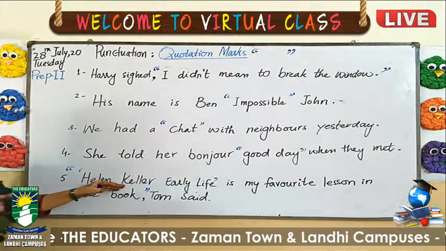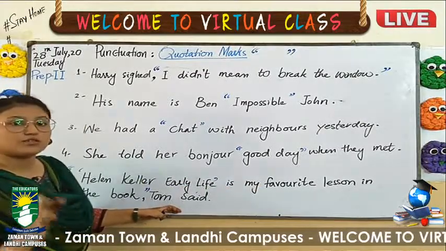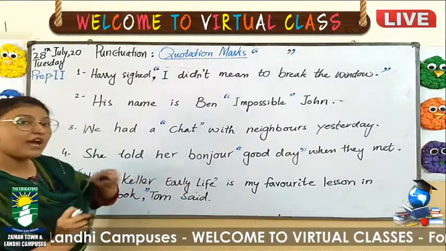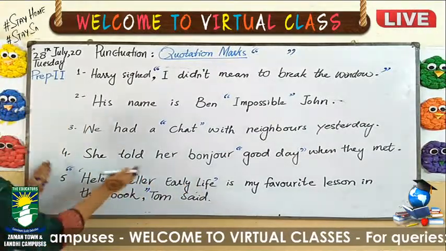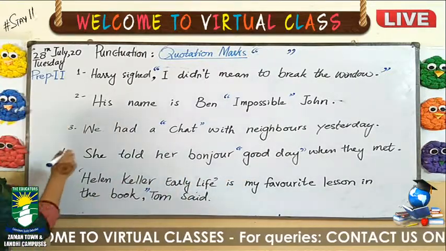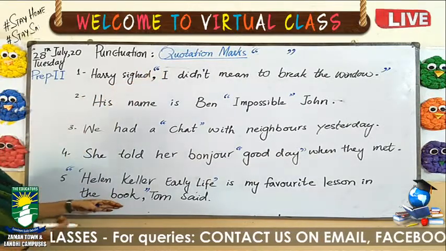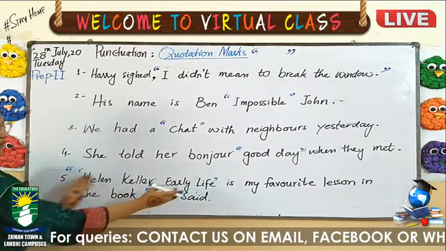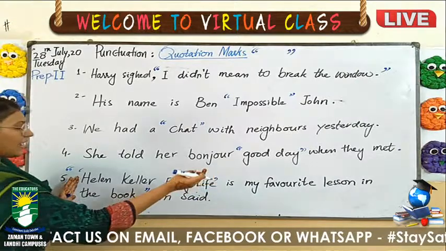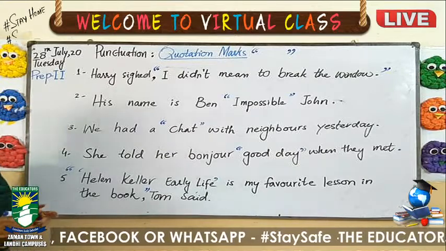Helen Keller, early life is my favorite lesson in the book, Tom said. So there is a quotation within a quotation. We have double quotation. We have quoted Helen Keller, early life, and then we quoted the whole thing completely. Just as we separated the quotation from the speaker, here we have done the same, and then the other quotation, Helen Keller, early life. Is that clear? Okay, let's come to the second topic, which is apostrophe.